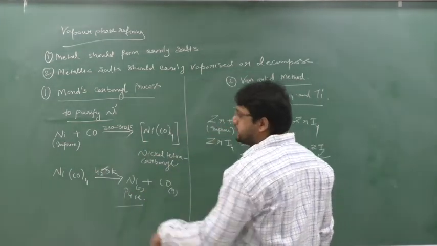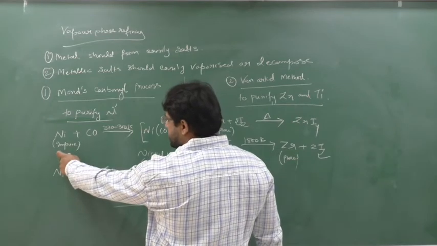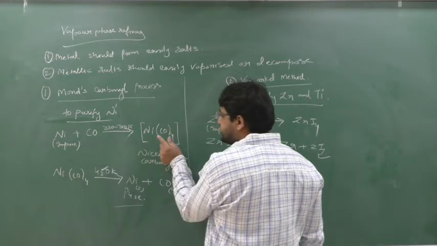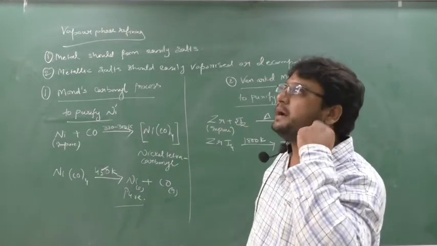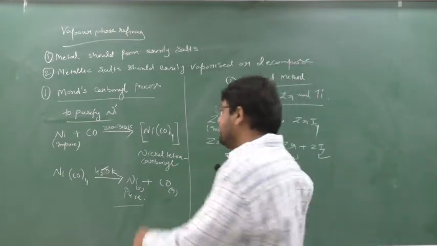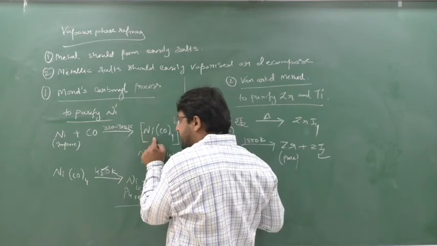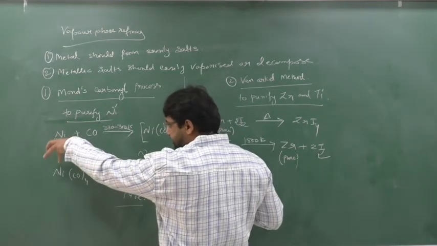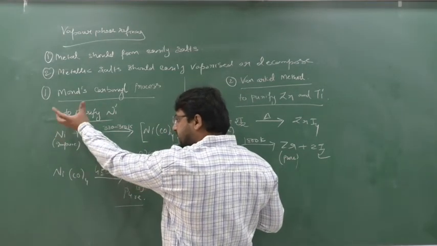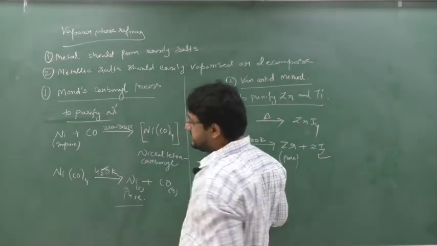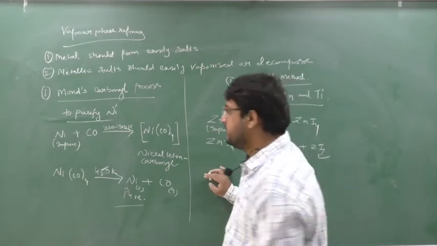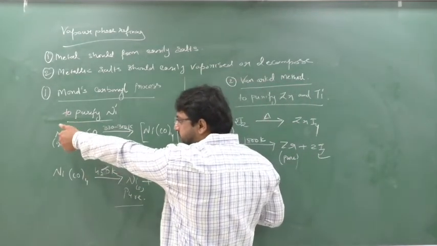Now what happens actually? Nickel is impure here, and this nickel is forming its complex. You know from standard 9 that only a pure substance reacts, meaning from this impure nickel only pure nickel will react with this carbon monoxide and form this complex. Yes or no? So the impurity will be left behind here only.